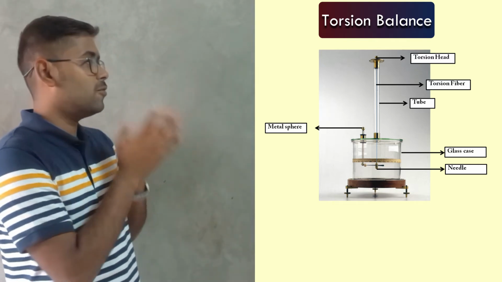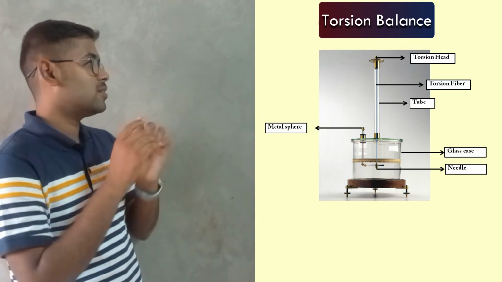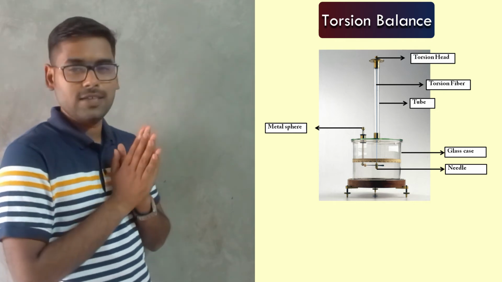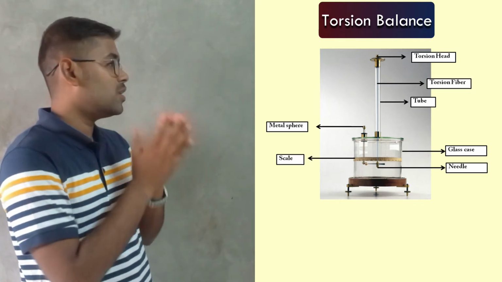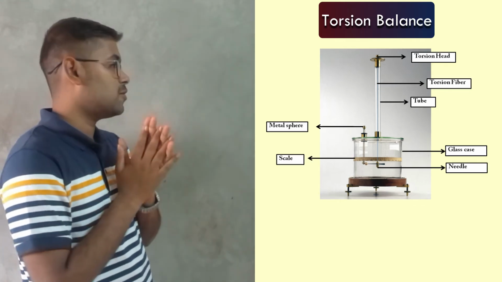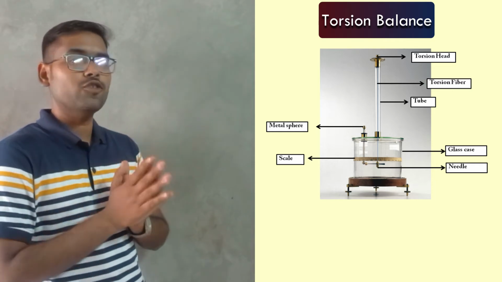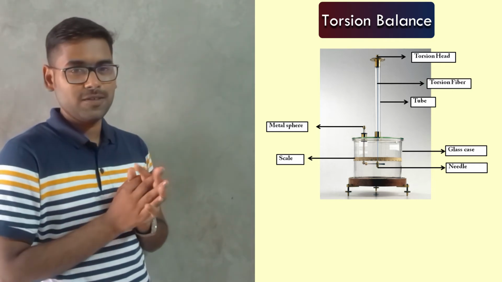And if you see the diagram, we have one sphere inside the glass case and one sphere outside the glass case. And finally we have a scale that is attached to the outer surface of the glass case to measure the force between two small spheres.